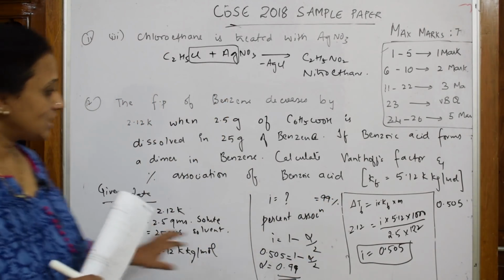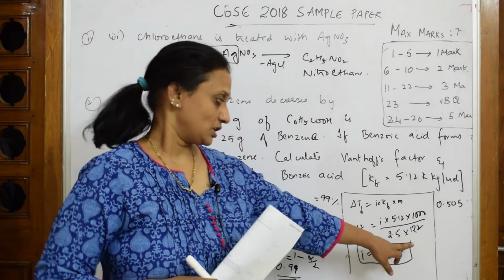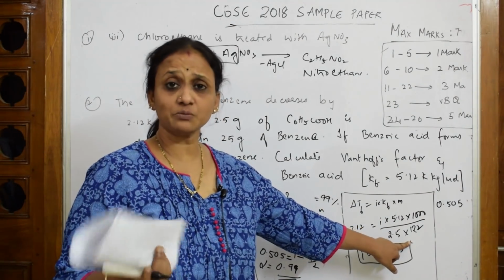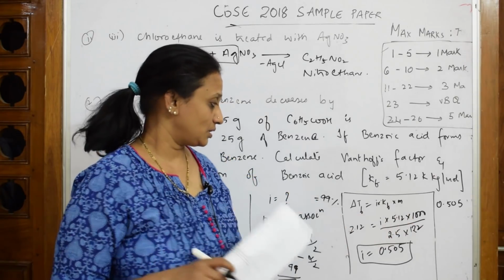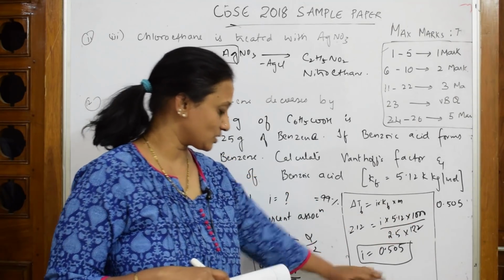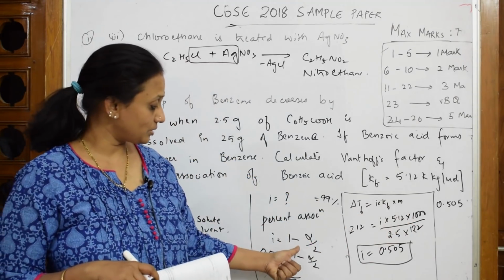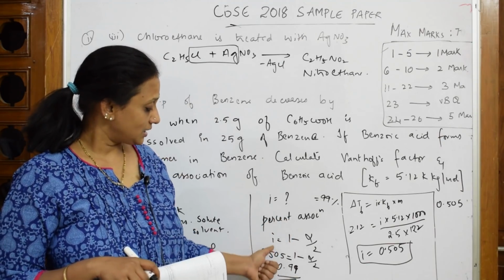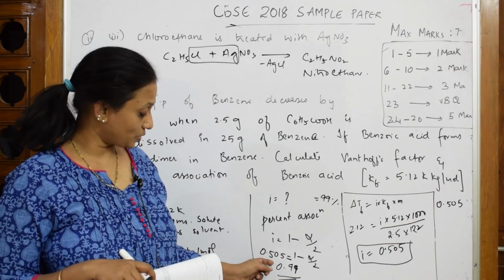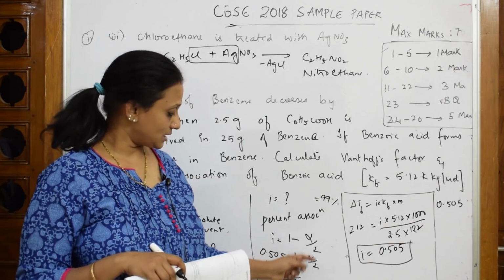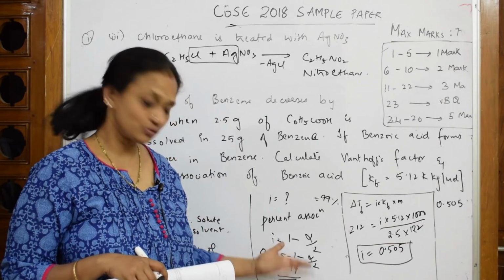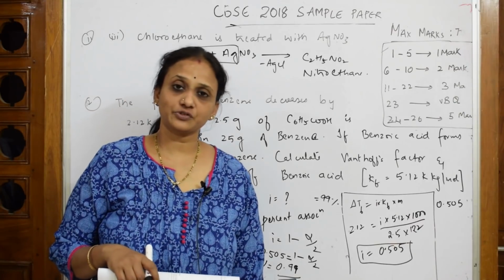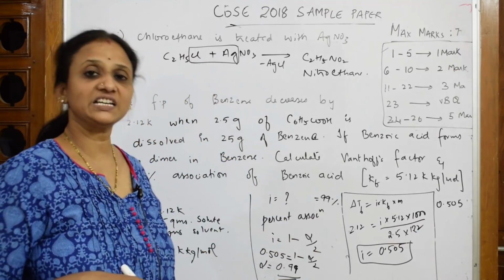Let me explain again. I have taken the formula for this. Number of moles, weight by molecular weight, I did, then volume I also related, and then I got an answer. Because they've asked for percent association, I took this formula. The i value I took as 0.505, equals 1 minus alpha by 2. So alpha, the degree of association, I found, and I got an answer of 99%.